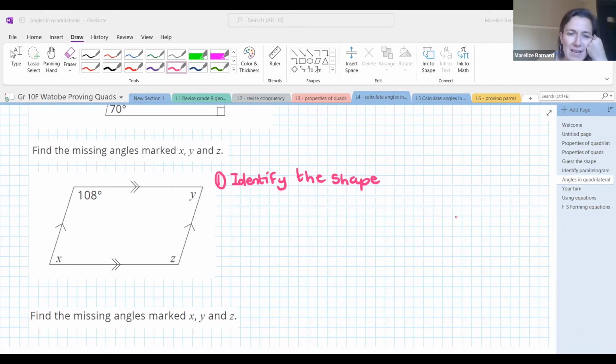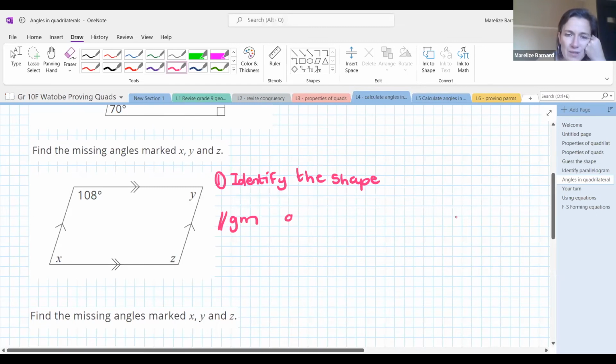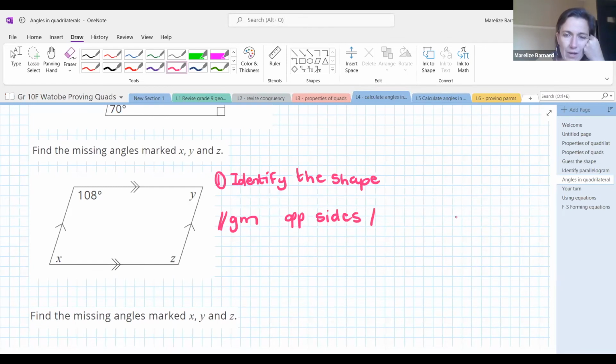Okay, so we've established that this is a parallelogram. And the reason we say that is because the opposite sides are parallel. Don't worry, you can abbreviate stuff. You don't have to write everything in words. So this is your thought process: first identify the shape. Now we're going to take the properties of that shape and apply them.